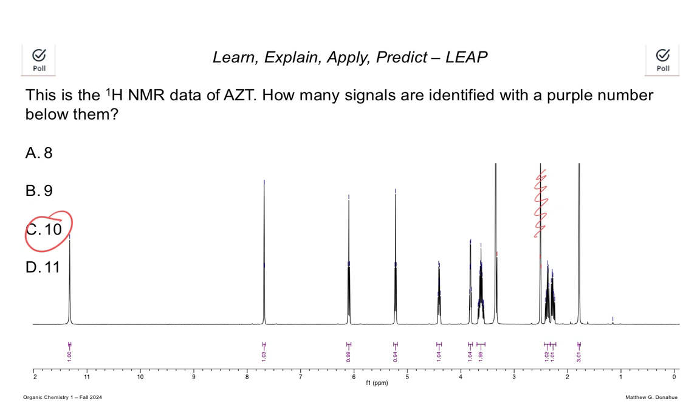So the total number of signals that you see in a proton NMR is not going to be the total number in the molecular formula. So again, there's two different things we're talking about. The numbers in purple here, that's the ratio. That must equal the total hydrogen count. The number of signals does not have to equal the total hydrogen count.